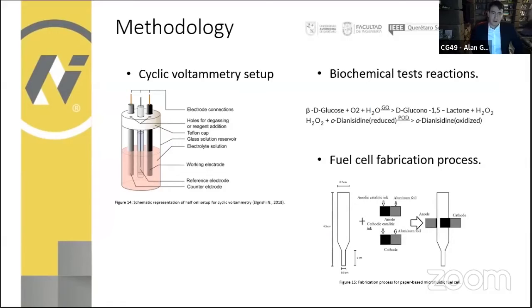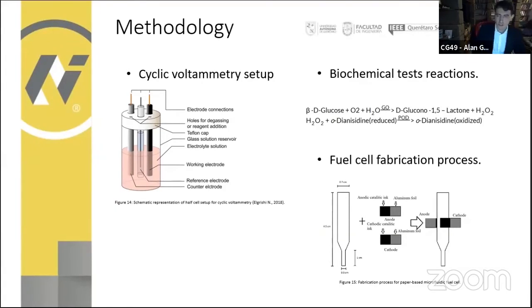Our cyclic voltammetry setup was in a half cell, in which we had a working electrode made out of vitreous carbon, modified with our anodic ink, which is the one that contains our yeast Saccharomyces cerevisiae. We used a reference electrode that was made out of silver chloride, and we also had our counter electrode, which was made out of carbon.